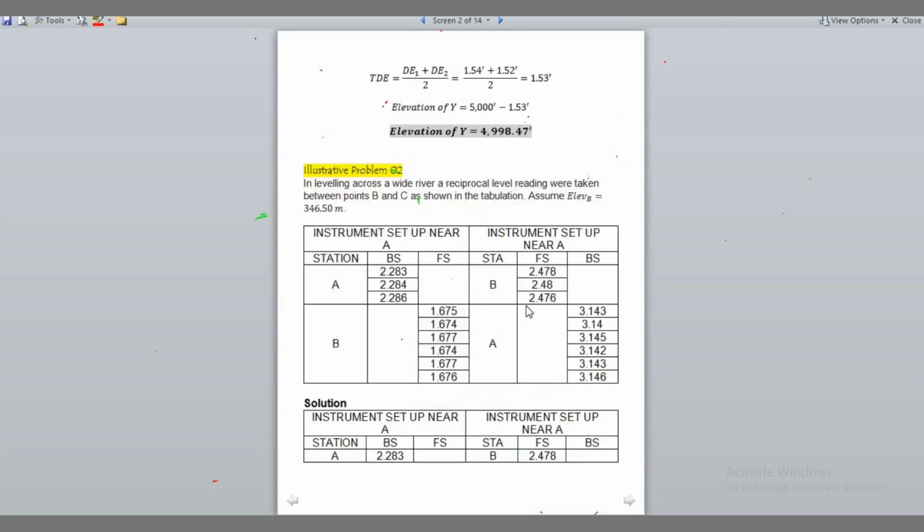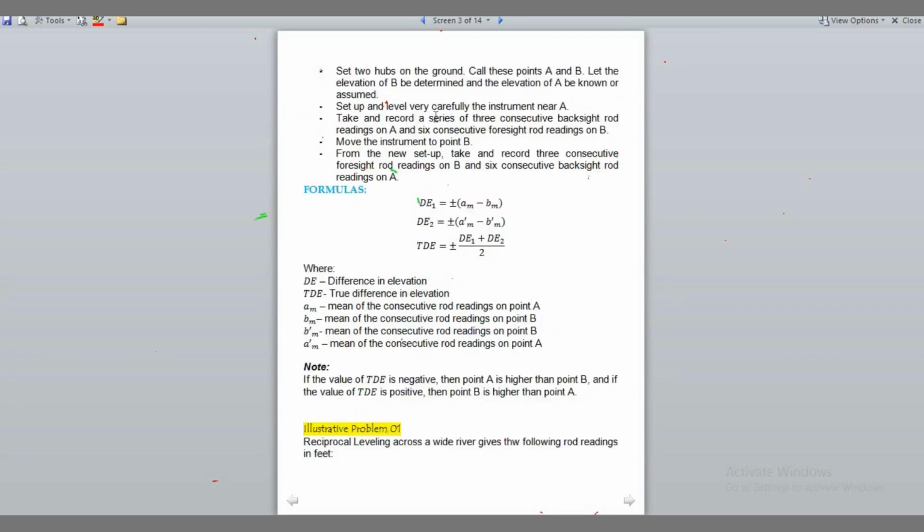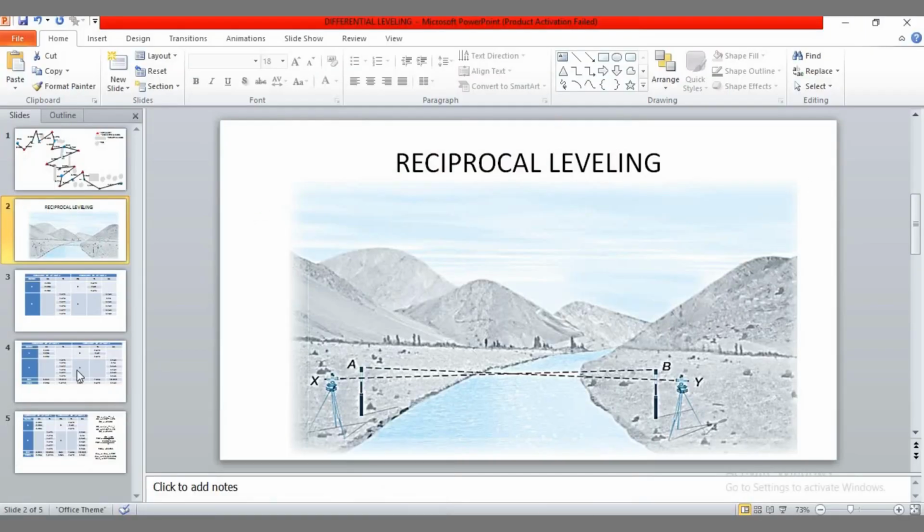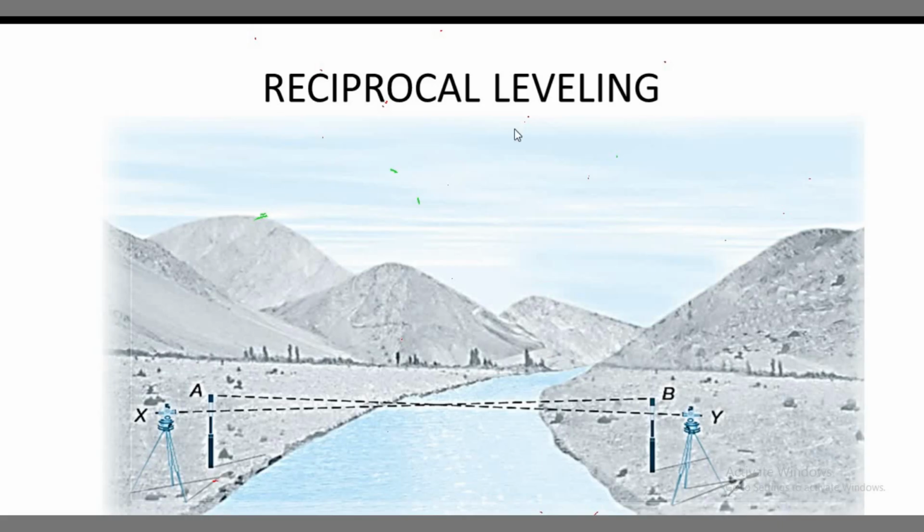Paano ba ginagawa itong reciprocal leveling? The procedure is also written on the notes that I'm going to give you. To summarize lang yung dun sa may procedure nung reciprocal leveling. So, let's say we have 2 points. We have point A and point B. So, as you can see there in the figure, may malawak na river na pagitan ng dalawang points na to.